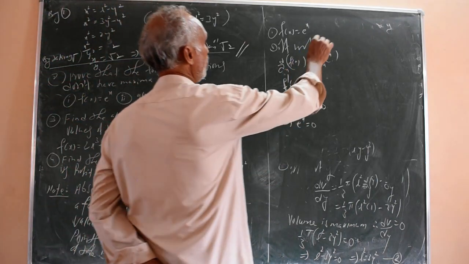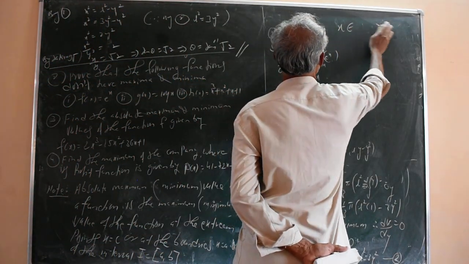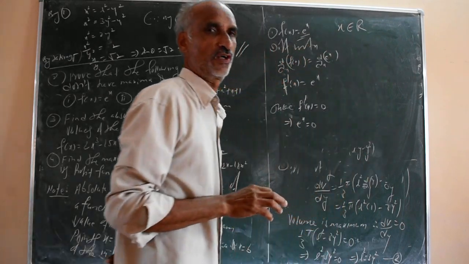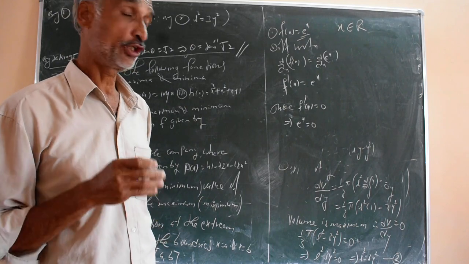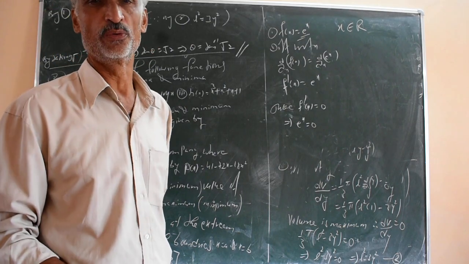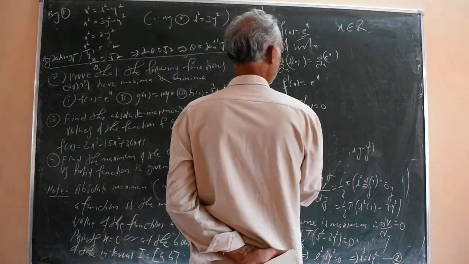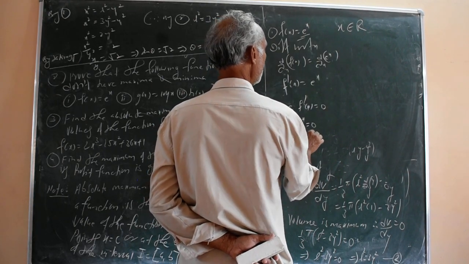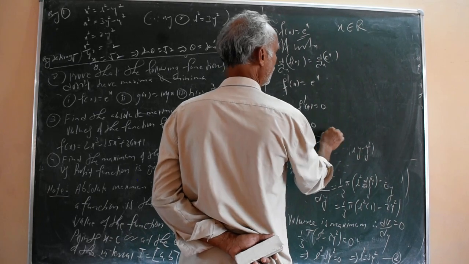x belongs to the domain of the exponential function. It is an exponential function, e raised to x, and e raised to x will never be 0. Okay? x belongs to R, but e raised to x is always greater than 0.